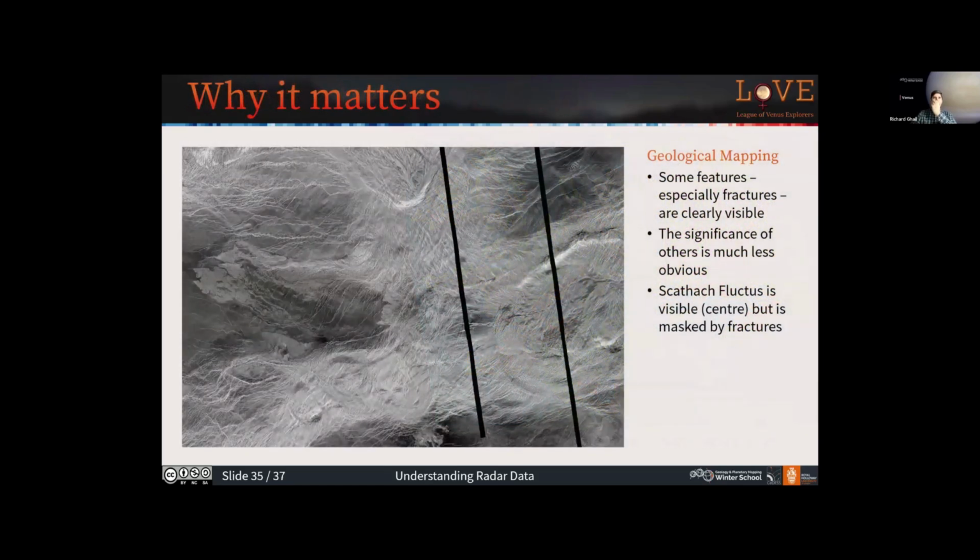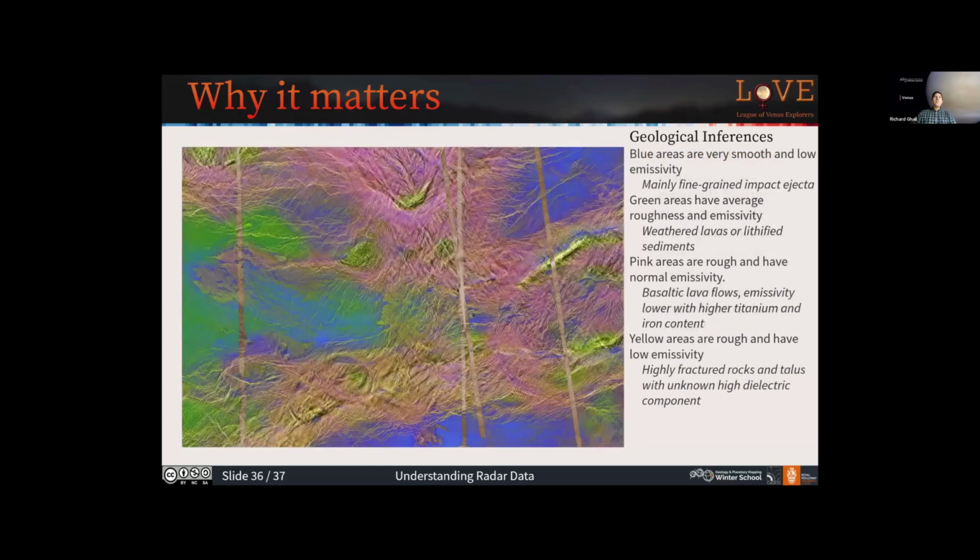So my other example here is from Venus, an area where I was mapping something called Scathach Fluctus, which I'll talk about in the next hour. You can see it in the middle there. It's the sort of bullseye effect. You can see a whole load of other features as well, impact craters and lava flows and rifts and other things, but it's all grey, as my students would say about rocks.